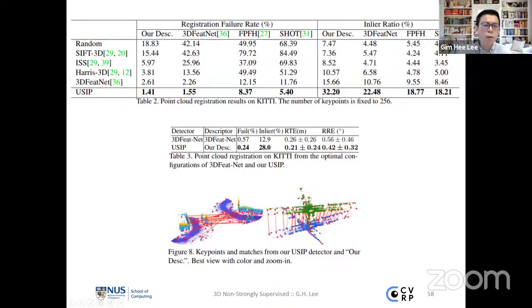And here are some results on the registration failure, as shown in 3DFeatNet. We can see that USIP has the lowest percentage of failure in registration compared to all the other existing techniques. And interestingly, USIP also outperforms 3DFeatNet, which already has quite a low registration failure rate over here.